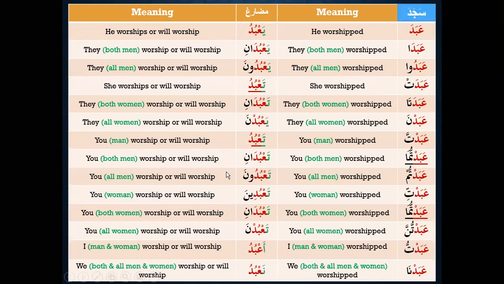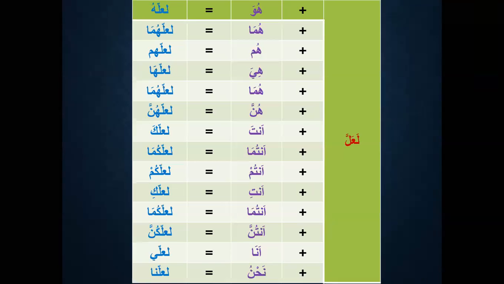If you memorize that, it will be easier. You can make the same with sajada. Just change it to sajada. Abada becomes sajada. Sajada, sajadu, sajadat, sajadata, sajadna, sajatta, sajattuma, sajattum, sajatti, sajattuma, sajattunna, sajattu, sajadna. And likewise for mudari, yasjudu, yasjudani, yasjuduna, tasjudu, tasjudani, yasjudna, tasjudu, tasjudani, tasjuduna, tasjudina, tasjudani, tasjudna, asjudu, nasjudu. So this is how you just do one and it works for all.